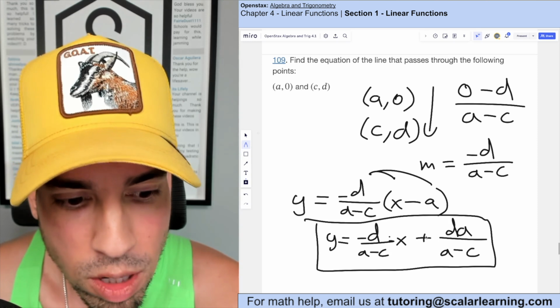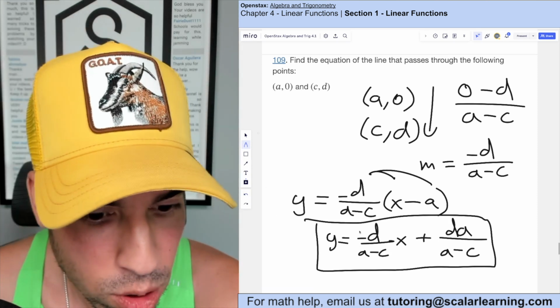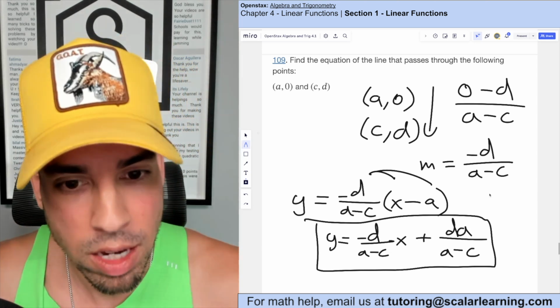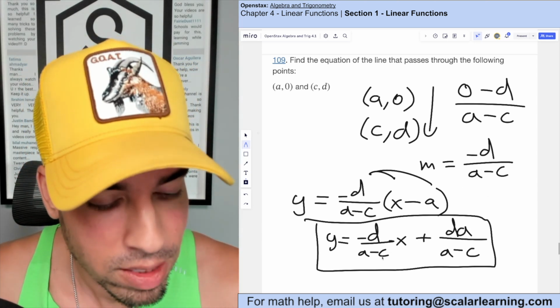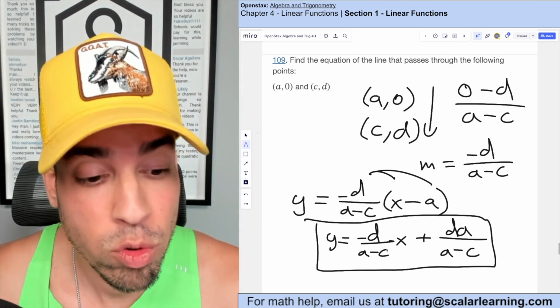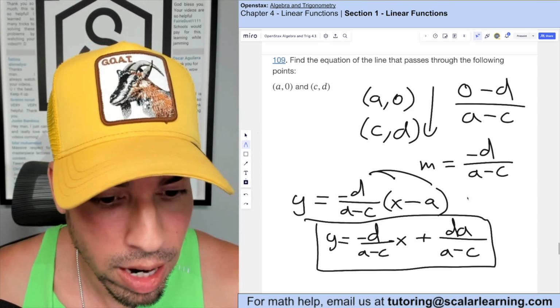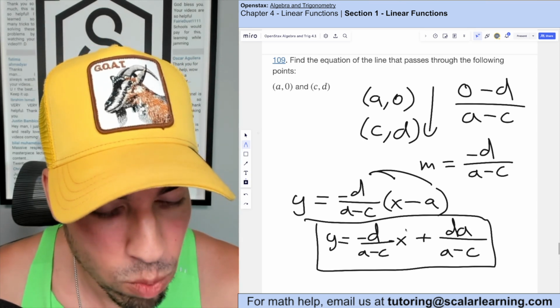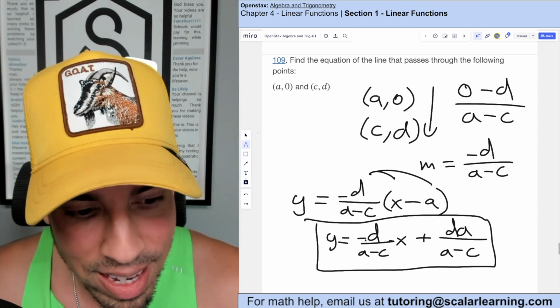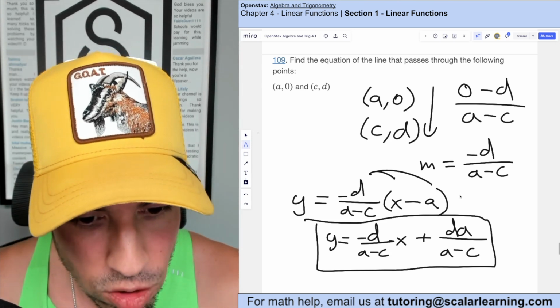Just as an aside, I want to let you know that if you do look in the back of the book, they give a similar but slightly different answer. So I want to show you where they came up with their answer. Instead, they have c minus a in the denominator, and that's fine. You can make this c minus a by factoring out a negative 1, right? If you factor out a negative 1 from the denominator, it becomes c minus a, and then you can make that d in the numerator positive.